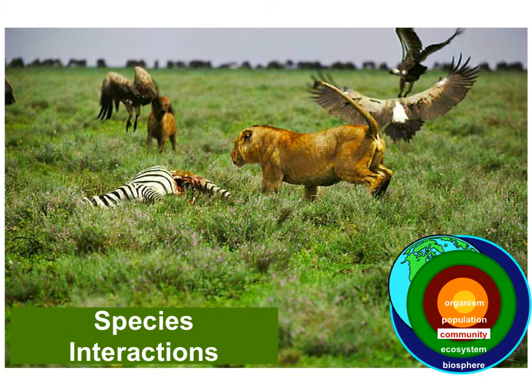In this video, we're going to talk about the interactions between different species within a community. We're going to look at the different types of relationships called symbiotic relationships that exist and what their possible effects might be, whether they're positive or negative or just neutral from one species to the next.